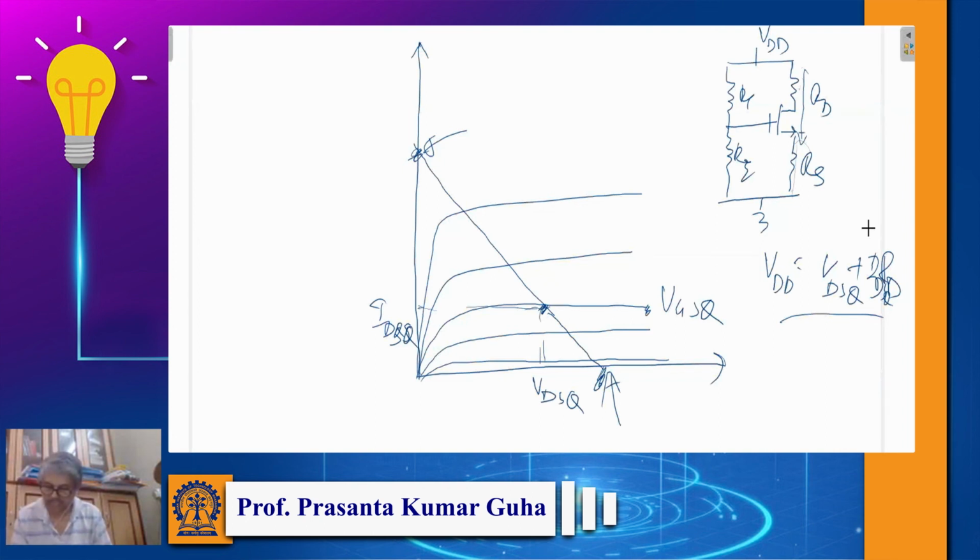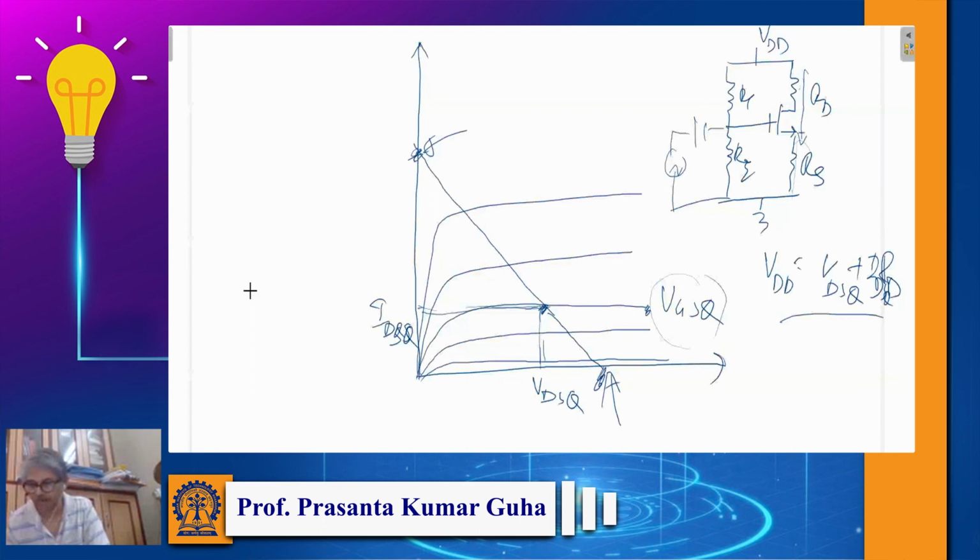I'm just skipping through these parts because these are very fresh. We discussed them a few classes ago, and I don't want to keep discussing them in a lengthy fashion because these are known. What we do is keep this Q point sort of in the middle of the load line, so that we have enough headroom whenever we use an input signal. Here the input signal will vary VGS, right? Because we apply the input signal here, it will vary VGS, and that will vary your VDS and IDS. And we will get amplification.